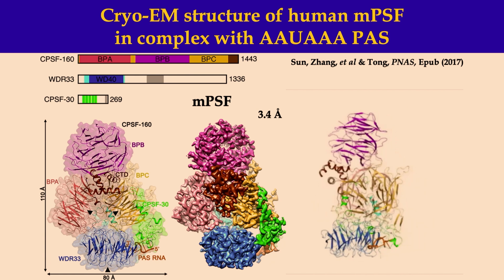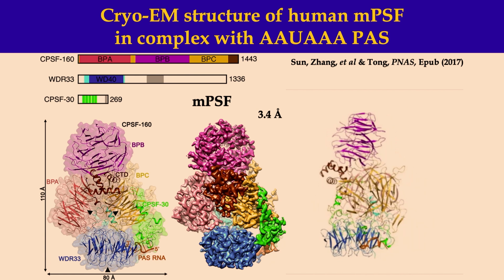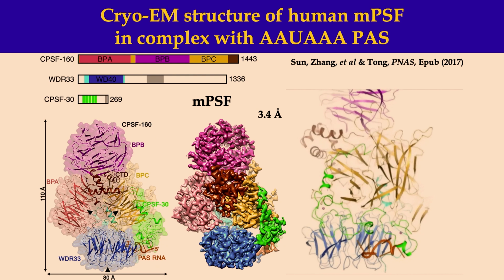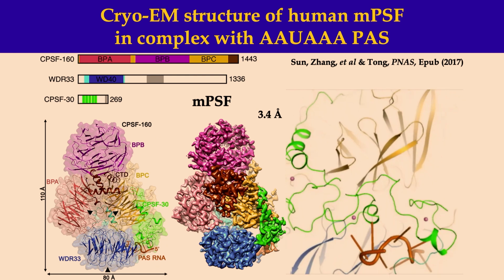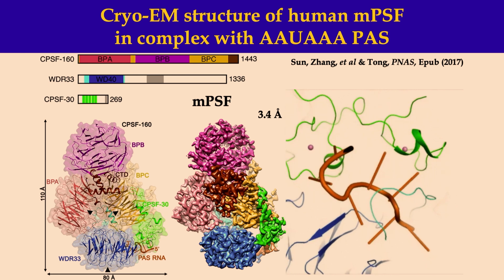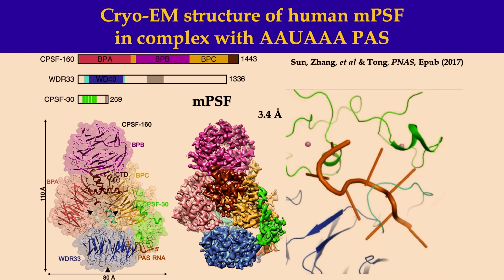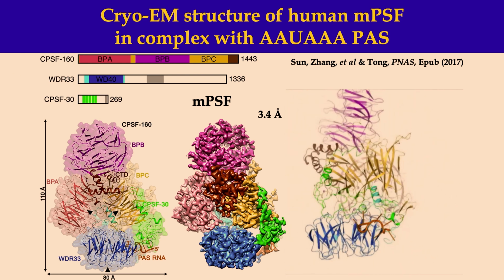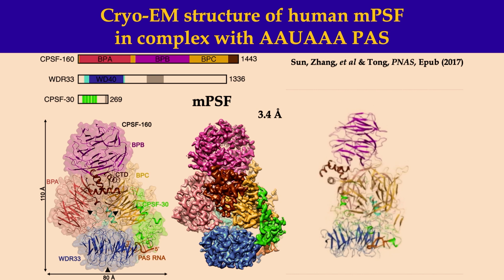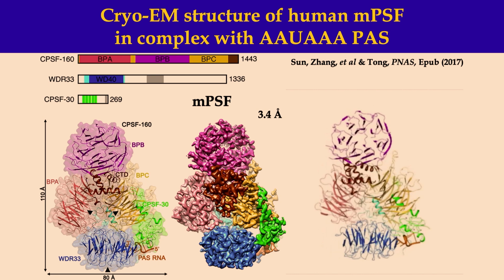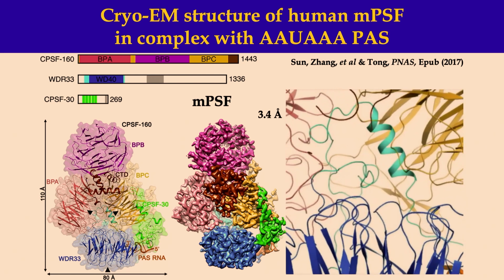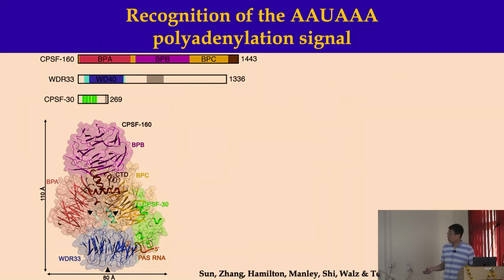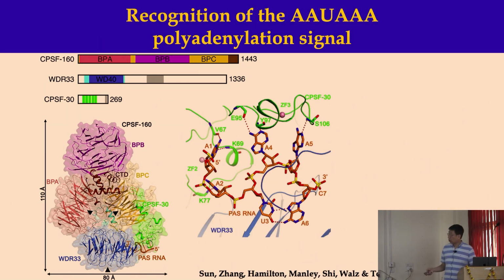Essentially, now you can see the RNA right here stuck between CPSF30 and WDR33. CPSF160, despite being a gigantic protein right here, has no direct interaction with RNA. So it's a scaffold. What it does is bind WDR33 and bind CPSF30, so that they are pre-organized to bind the RNA. That's the idea. All right. So how does it bind?